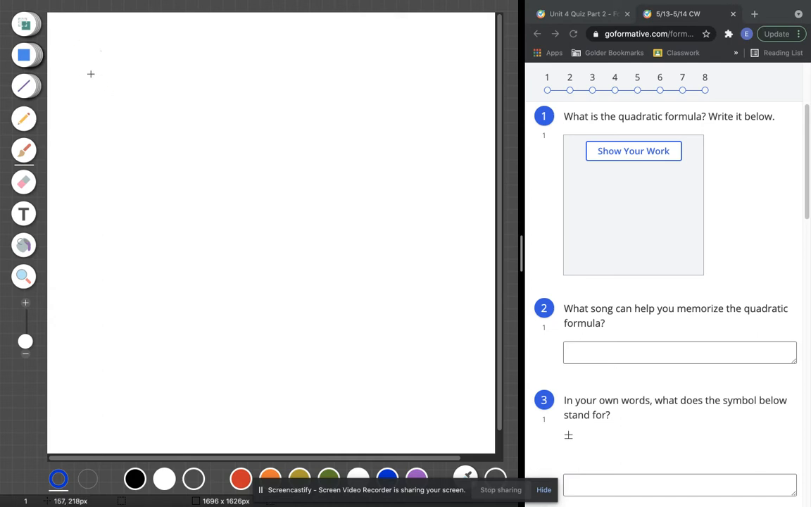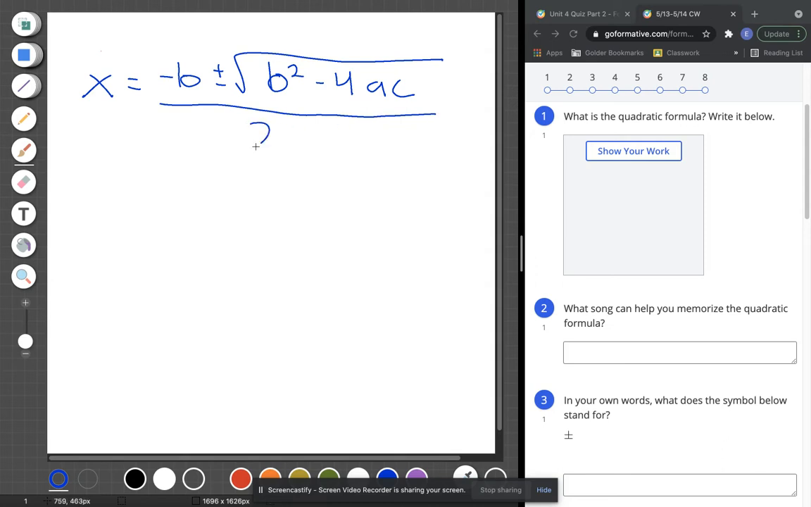So I'm going to go ahead and tell you it, and what you should do is you should be writing it down here. So it's x equals negative b plus or minus the square root of b squared minus 4ac all over 2a. So make sure you got that copied down here.